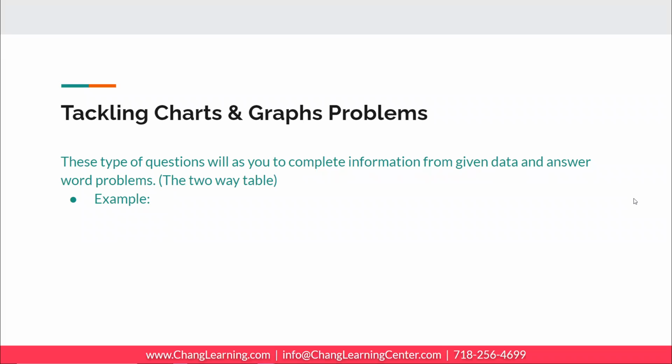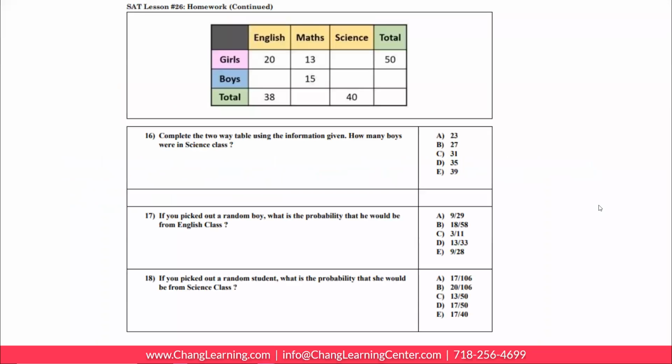The charts and graphs problems are often done very well by students who do math because they have them in science class, they have them in social studies and history, they have them in other classes as well. Even reading a book, sometimes they have a chart and graph that's relevant to the characters, relevant to the topic at hand. So these types of questions will ask you to complete information from a given data and answer word problems. So there'll be line graphs and pie charts and charts and percentages and frequency tables. But the one that I'd like to go over is coming back in popularity as the two-way table.